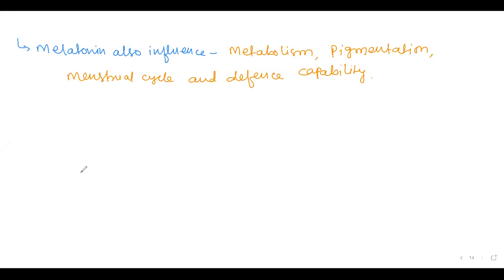So melatonin influences metabolism, pigmentation, skin color. It also regulates the menstrual cycle and defense capability. As we have read about the color changing property of the skin, this process is known as metachrosis. These are basically found in amphibians and reptiles. Its effect on melanophores of skin thus acts antagonistically to MSH, melanocyte stimulating hormone. Means वो कलर को डार्क करता है, ये फेयर करता है.